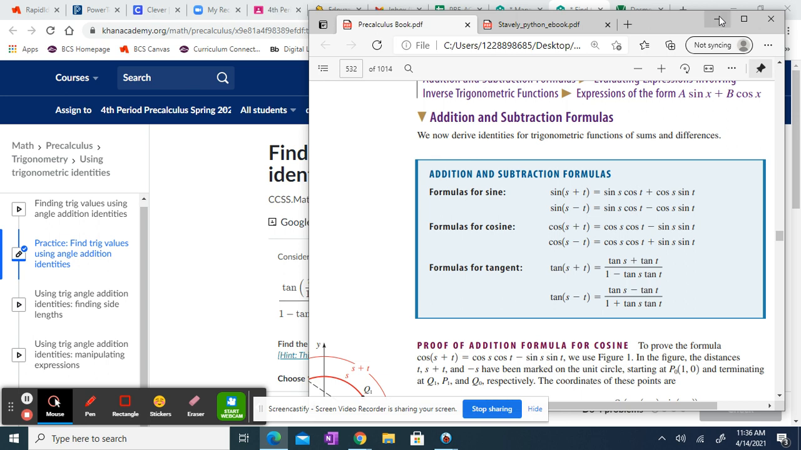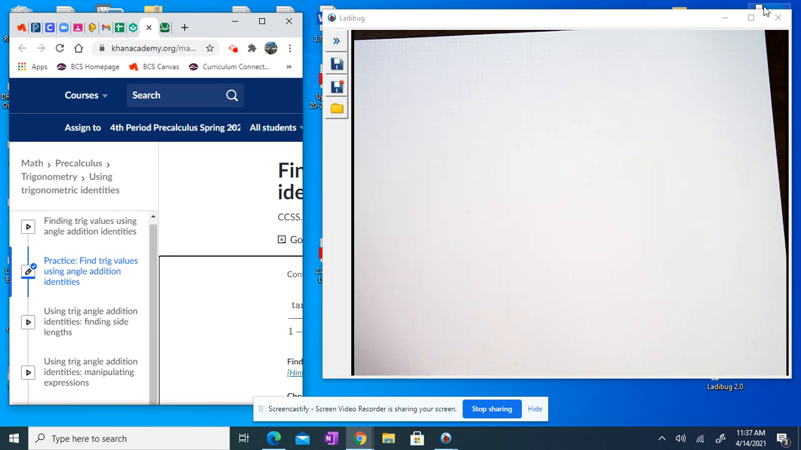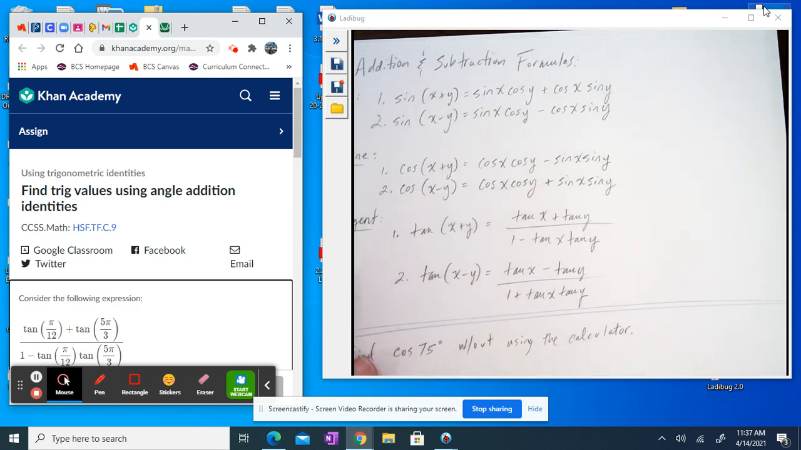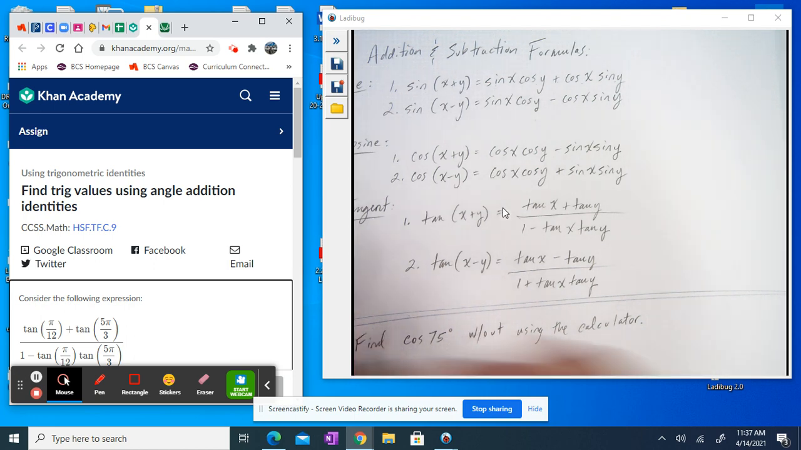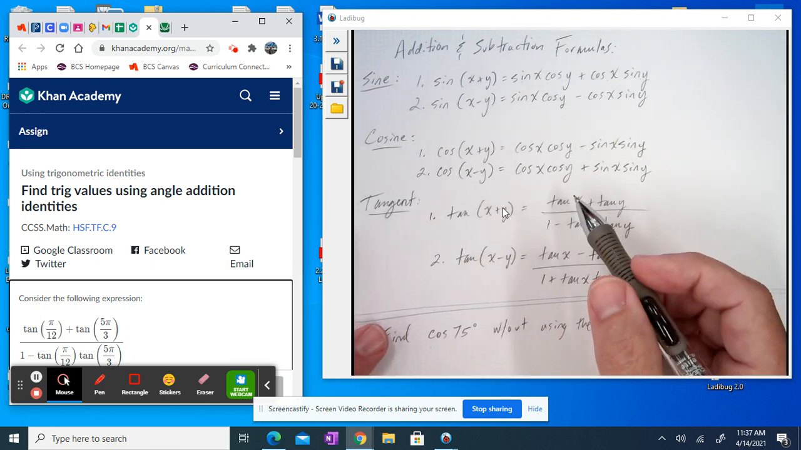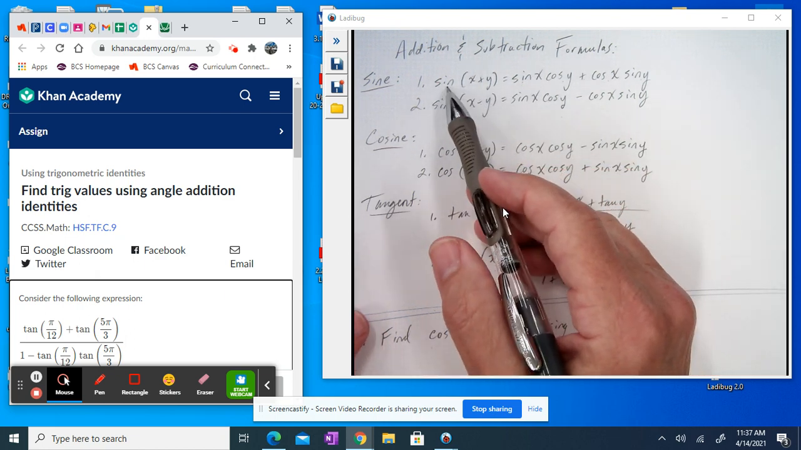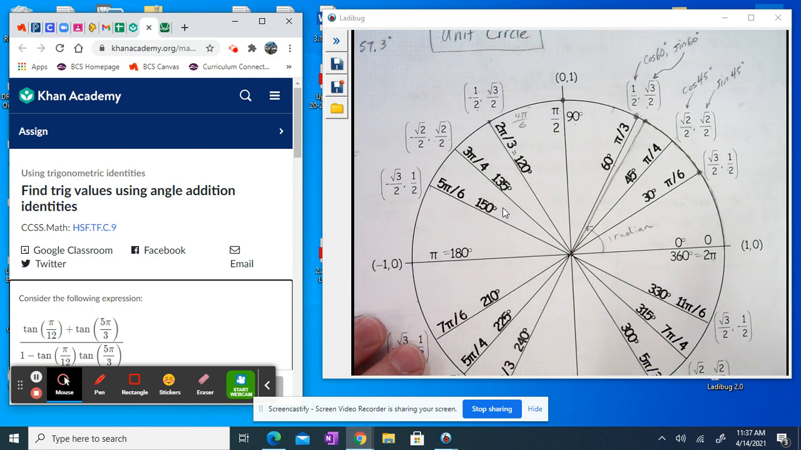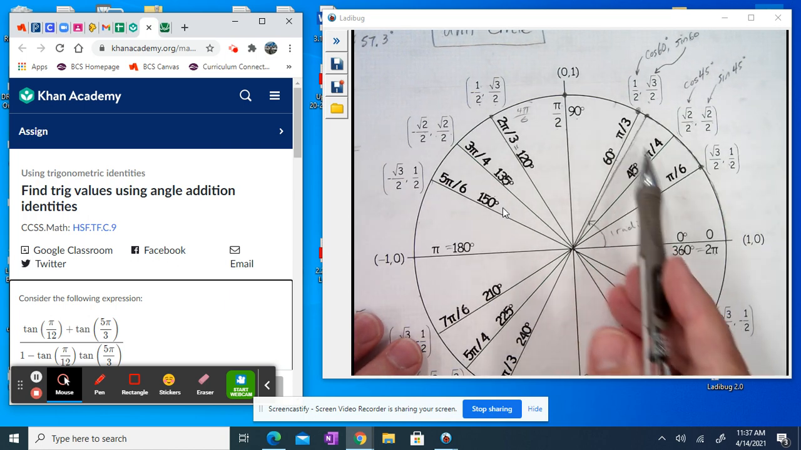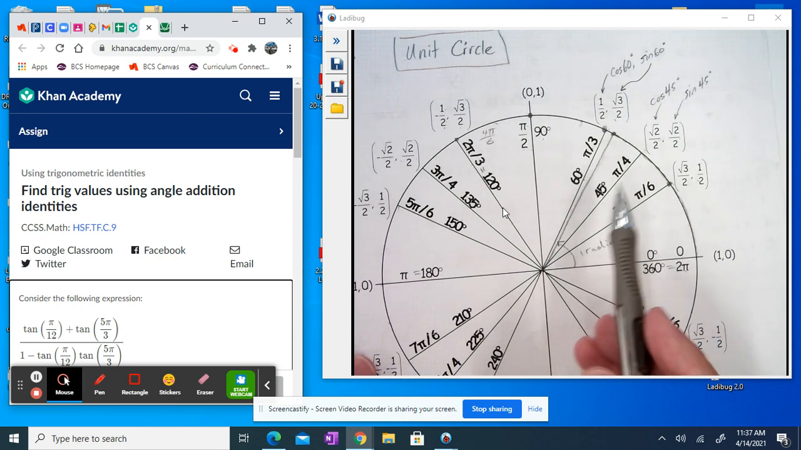Okay, so I've copied them down right here. Before I go on with the problem, let's talk a minute about what they are. It's a way of finding the sine of an angle that's not on this sheet by breaking it into pieces such that the two pieces are on the sheet, right?